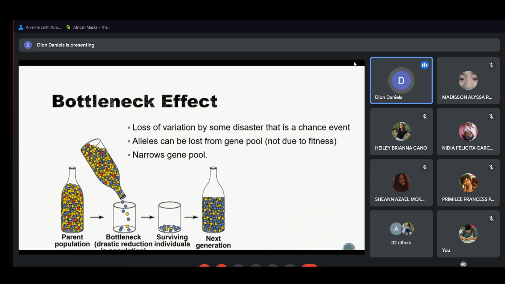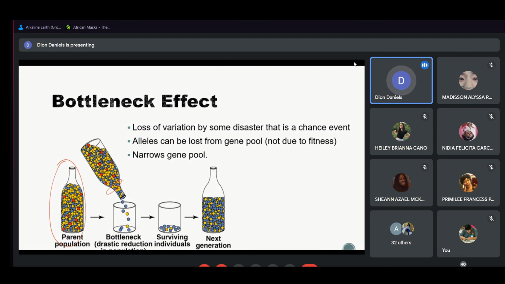Here's another example of that bottleneck. So this is why we call it a bottleneck. You have this parent population. Imagine it's in a bottle and you're pouring it out, and only a couple can get through the neck of the bottle at a time. So there's some disaster. It means that most of what's in that bottle will not survive to the next generation.